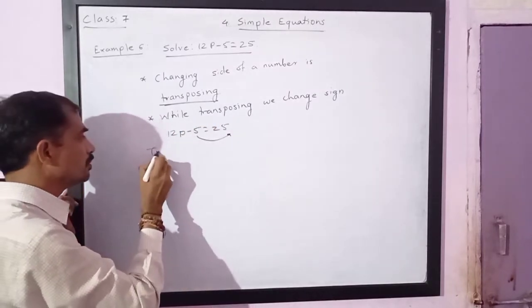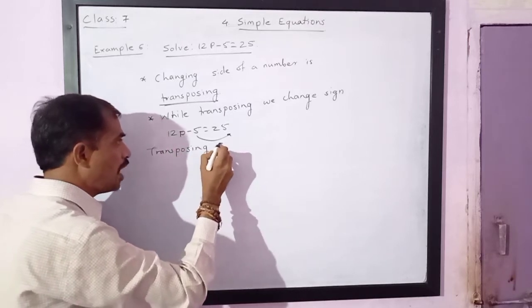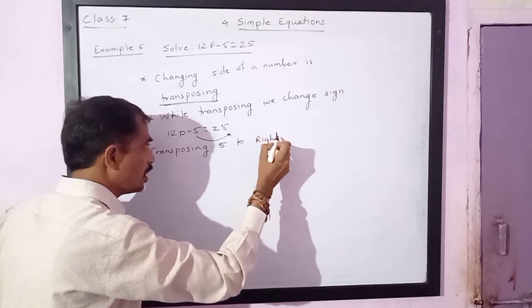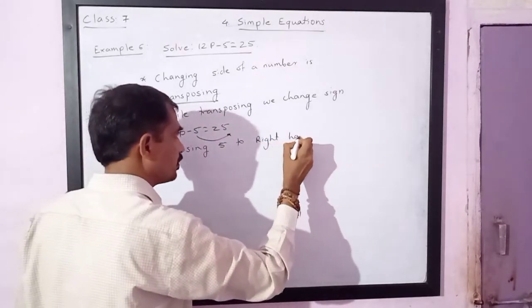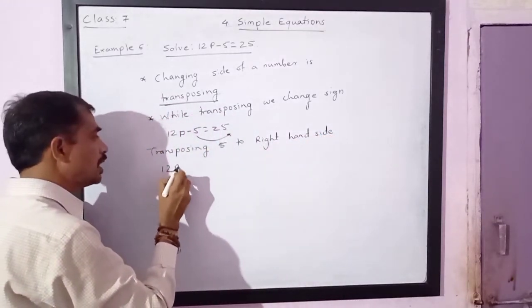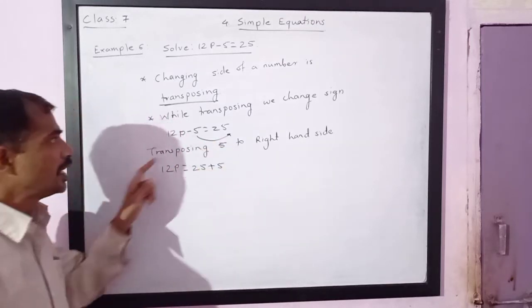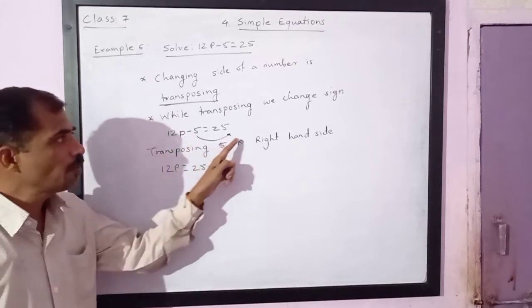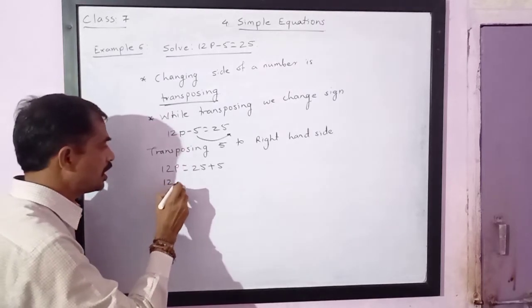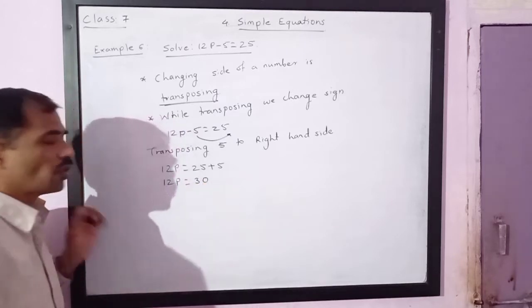So, transposing 5 to right hand side. We will have 12p is equal to 25 plus 5. Please understand this. It was negative this side. So when we transpose to the other side, it became positive. So we will get 12p is equal to 25 plus 5 is 30. Now we know how to solve this.